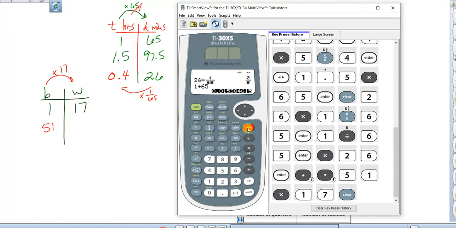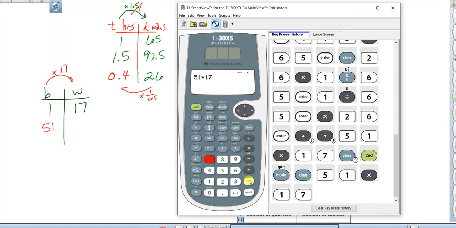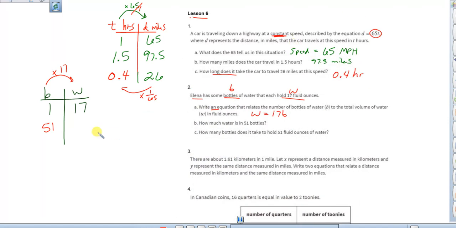Oh, I'm not typing anything in, so that's probably not the right way to do this. Let's quit and clear. 51 and 17. That's the numbers we want to multiply. If I'd worked this out on paper, I'd probably be done by now. Thank you, calculator, for slowing me down. 867. So 867 ounces. How much water?